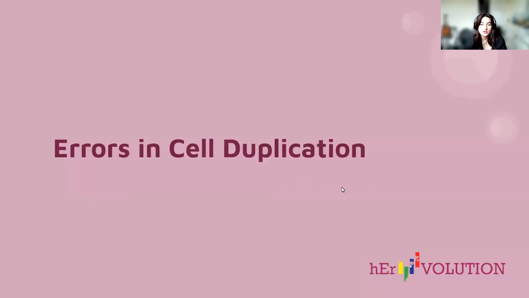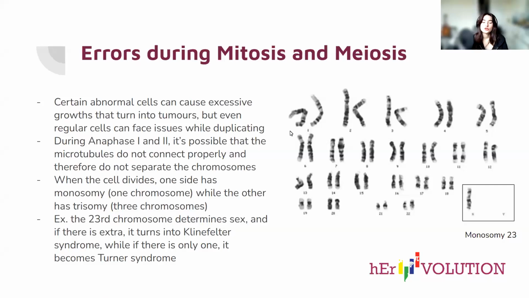So there are also the errors that can happen in cell duplication. So mitosis and meiosis both can function properly, or they can have a problem that would usually cause apoptosis. But if it's not seen, it can cause abnormal cells and cause excessive growths that turn into tumors. And even regular cells can face these issues while duplicating.